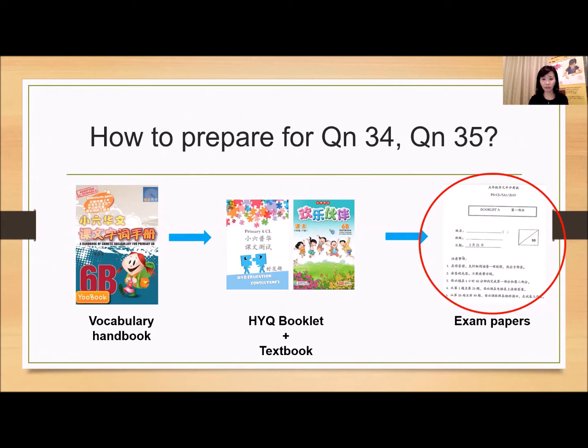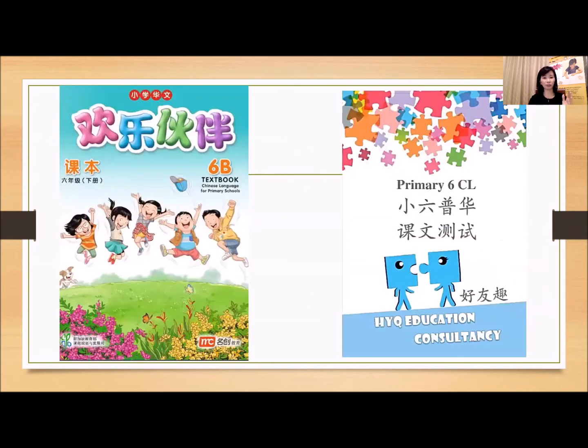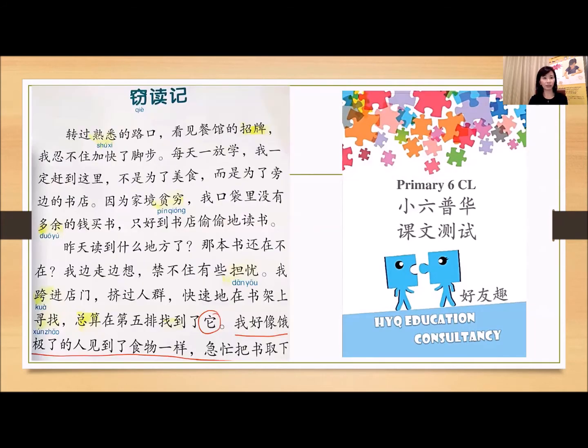Now let's look at the second part, which is the HYQ booklet and textbook. We are going to see how these two things can work together and help your child be better in answering these kinds of questions. So let's look at chapter 8 of the 6B textbook. When you go into chapter 8, you will see this passage, a textbook passage which you always see in the textbook. After reading the handbook, students are not supposed to use the handbook. They have to use their textbook, referring to their textbook passage only, and the booklet.